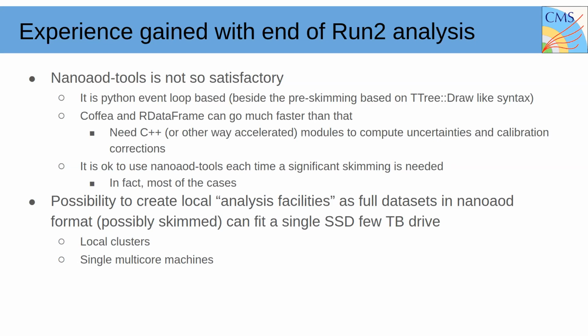So the idea would be to have some C++ module to compute the uncertainty and to do the kind of things that nano AOD tools are doing right now. So that's one of the things we learned. And then the last thing is that with nano AOD, we open the possibility to create analysis facilities, because basically we can store full data sets in this format in a single SSD drive of 50 terabytes. So it can definitely fit a local cluster or even, in some cases, a single multi-core machine.